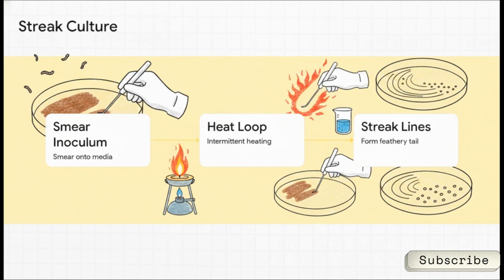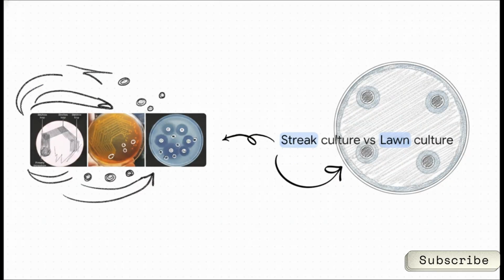To do this, you smear your primary inoculum, but the critical step, the one you cannot skip, is intermittent heating. You absolutely must flame your wire loop until it's red hot and then let it cool between each different set of streaks. This dilutes the bacterial load as you drag it across the plate, eventually forming this really nice feathery tail of individual colonies. You can clearly see the result of that streak technique on the left, beautifully isolated individual colonies completely separated from the main mass.